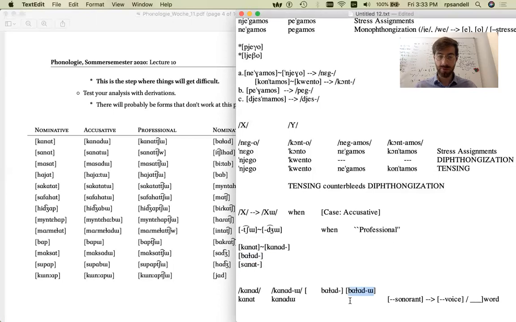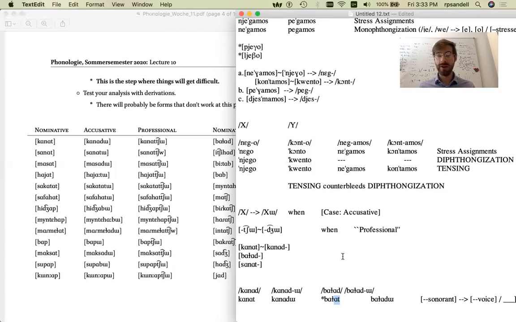So its accusative forms will surface as correctly as balad do, but the nominative will be incorrectly predicted to have a voiceless obstruent. And this is precisely what we don't want to find. We don't want to find a voiceless ta there at the right edge of the word. So this shows us that the devoicing analysis won't work.